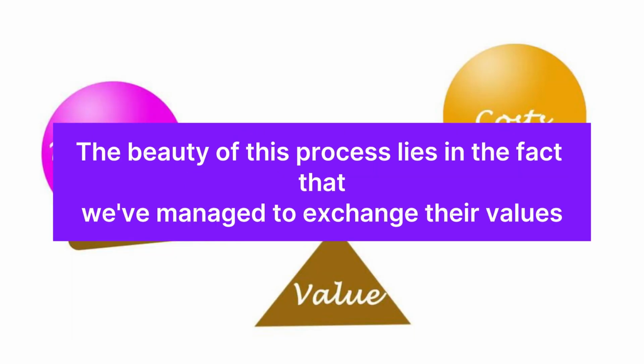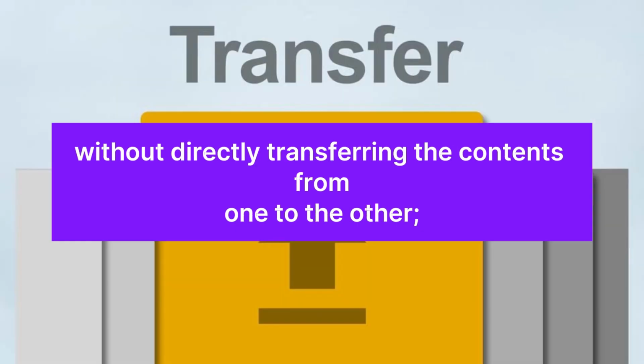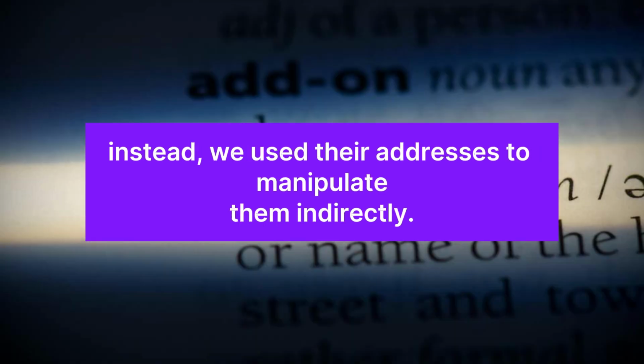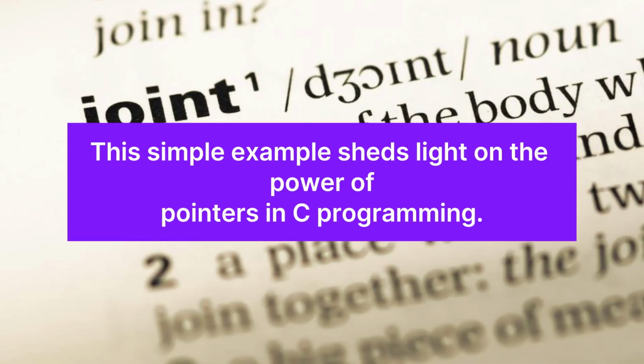The beauty of this process lies in the fact that we've managed to exchange their values without directly transferring the contents from one to the other. Instead, we use their addresses to manipulate them indirectly. This simple example sheds light on the power of pointers in C programming.